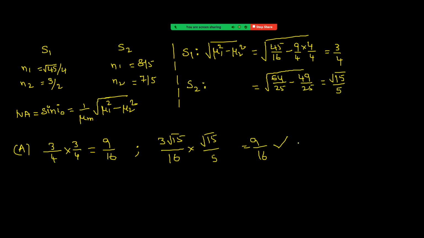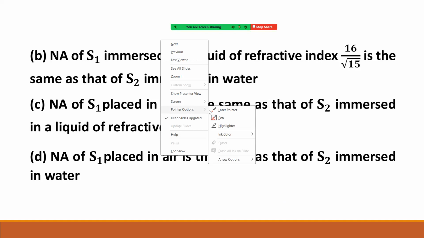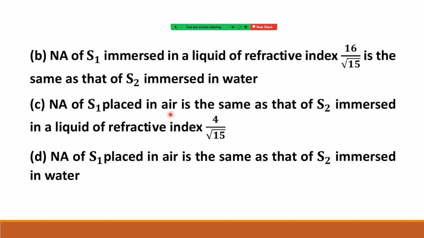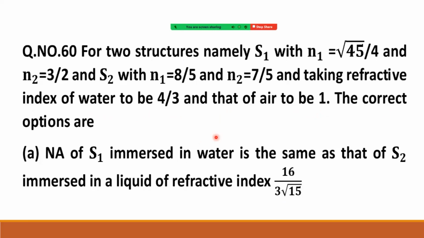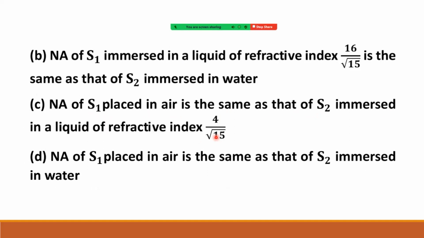Okay. In the same way, we can verify option C. Now coming to option C. See what we are going to get. See what is the question given there. So here we got 3 by 4, and this is now root 15 by 5. I want to verify option C. Yes, S1 placed in air is the same as that of S2 immersed in a liquid of refractive index 4 by root 15. Okay. So here correct options are A and C. I have verified option A and you can verify option C.